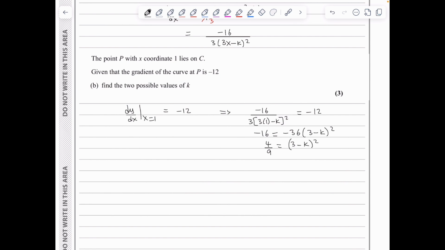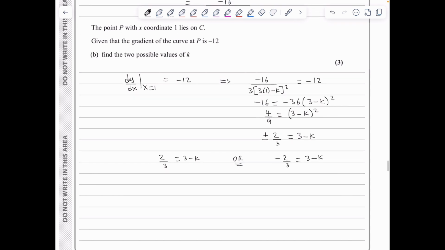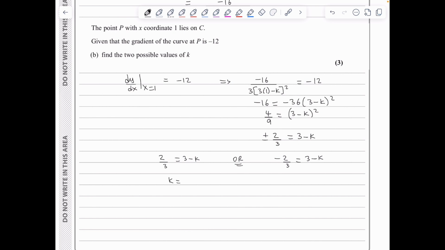And therefore, if I take plus or minus the square root of 4 over 9, it's plus or minus 2 over 3, which is equal to 3 minus k. So we're looking at 2 over 3 is equal to 3 minus k, or alternatively, minus 2 over 3 is equal to 3 minus k. And therefore, we get that k is equal to 7 over 3, or k is equal to 11 over 3.